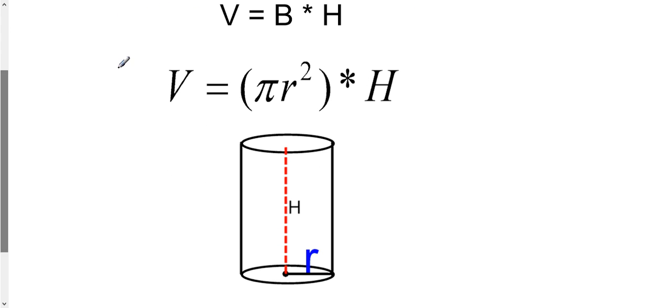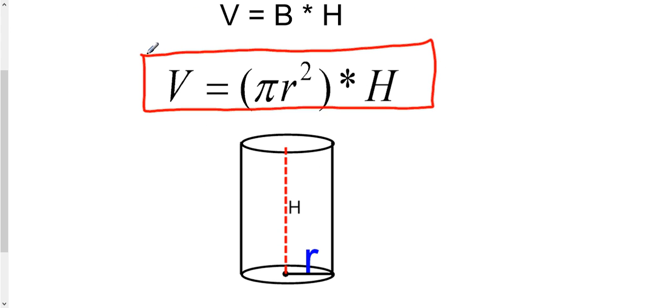The volume equation for a cylinder is pi r squared times the height of the cylinder. So pi r squared is the area of the circle. We multiply by the height of the cylinder, and we have found the total volume.